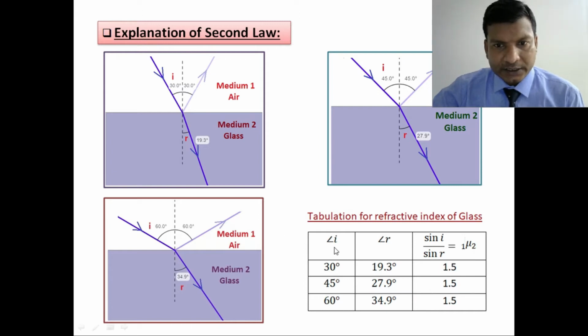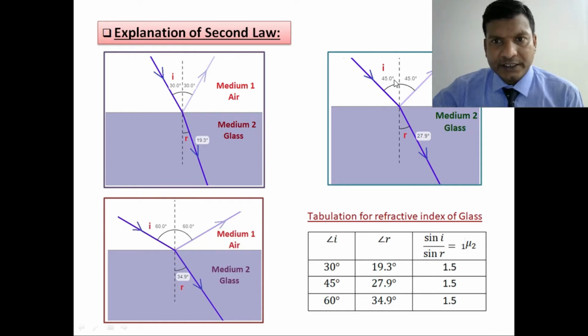See there nicely. This is the first diagram we have taken. First diagram, angle of incidence is 30. So it is written over there. Angle of incidence 30. And this is your angle of refraction, that is 19.3. So here when you find the ratio, that is sin i divided by sin r, that is your refractive index of the second medium with respect to the first medium, meaning the refractive index of glass. Here the second medium is what? Glass. So here it is coming 1.5.